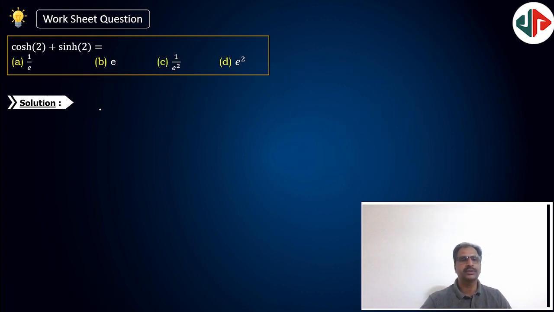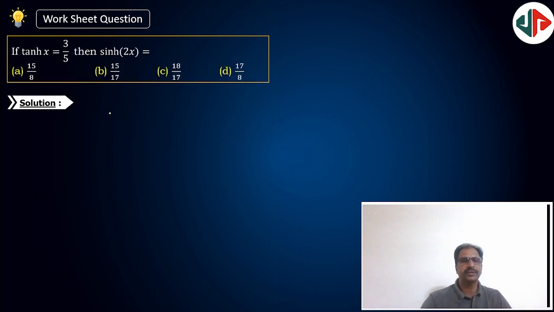Next, cosh 2 plus sinh 2. What is cosh x plus sinh x? Cosh x plus sinh x will be e power x. Therefore, cosh of 2 plus sinh of 2 will be e power 2. Option D.